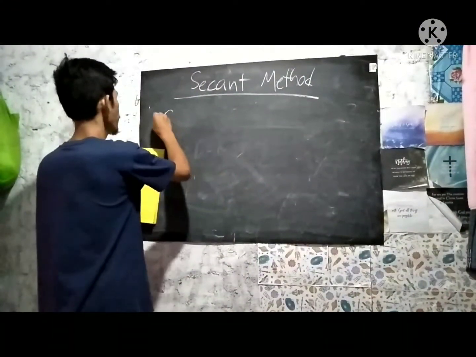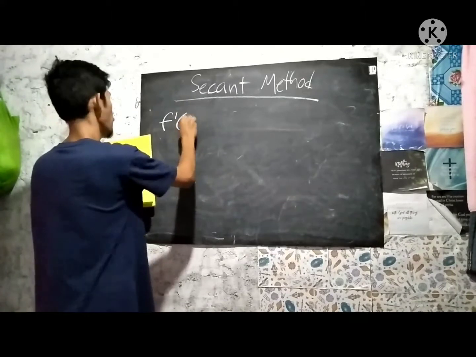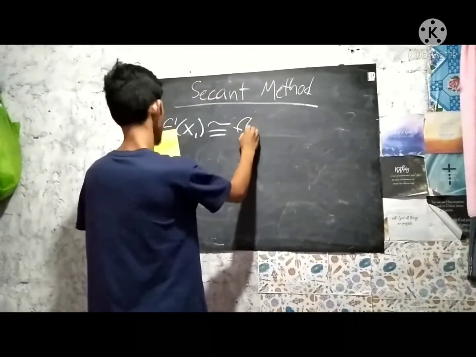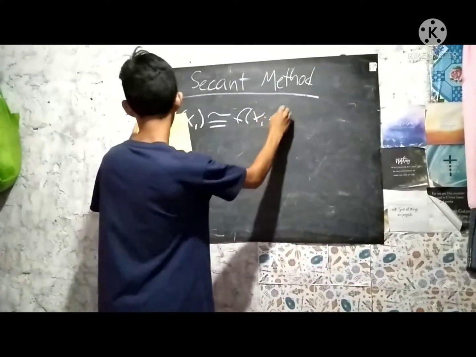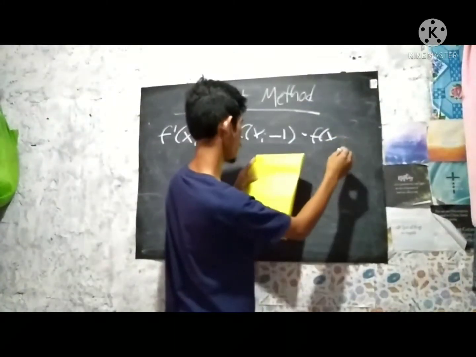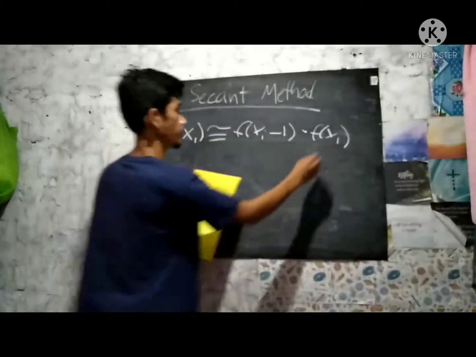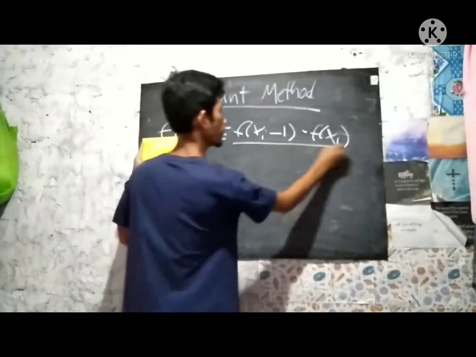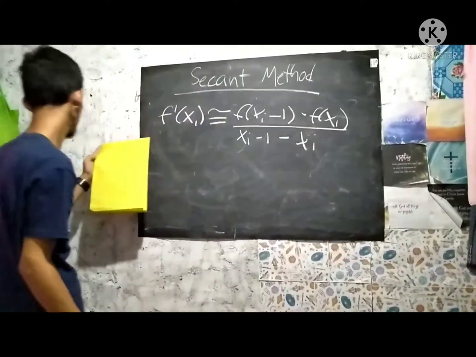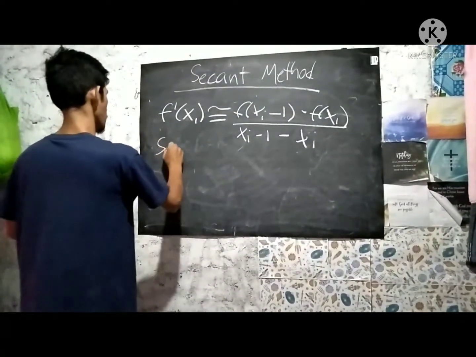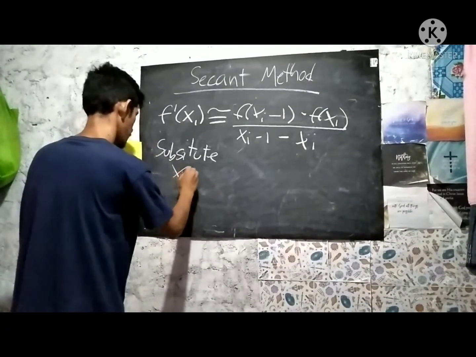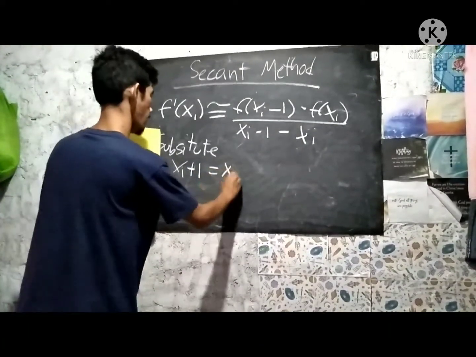Now, f prime of x sub i is approximately equal to f of x sub i minus 1 minus f of x sub i over x sub i minus 1 minus x sub i. Okay, now let's go into substitution. Substitute x sub i plus 1 is equal to x sub i.